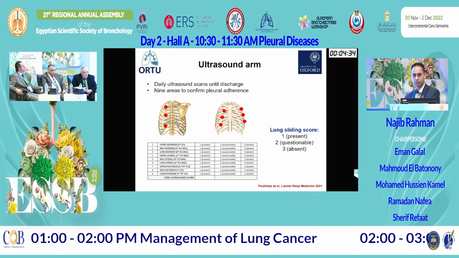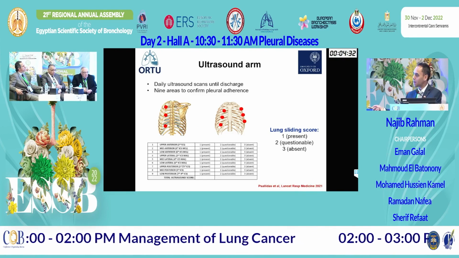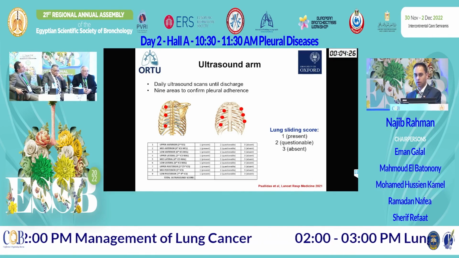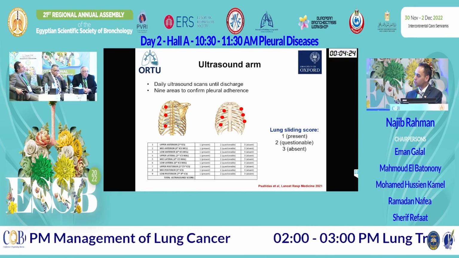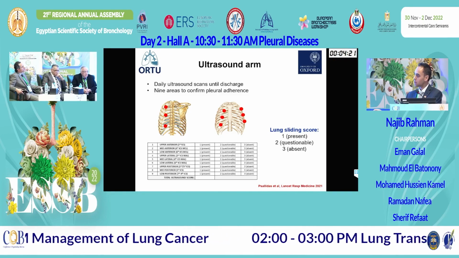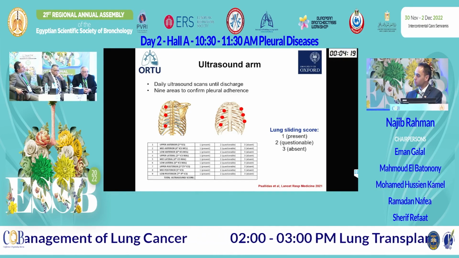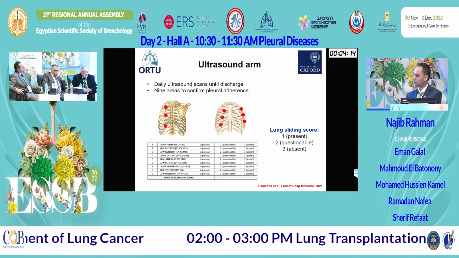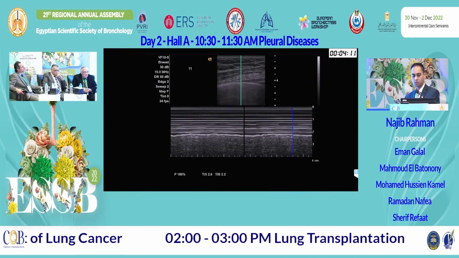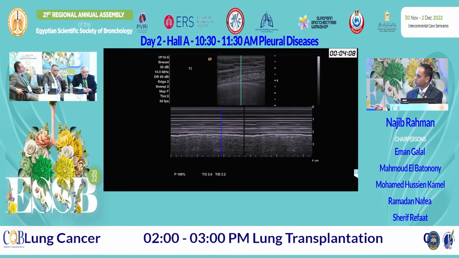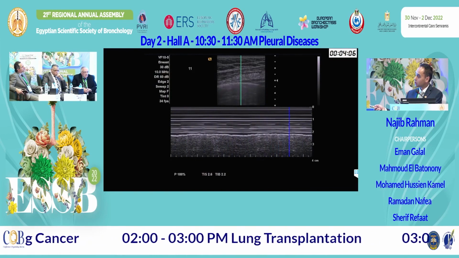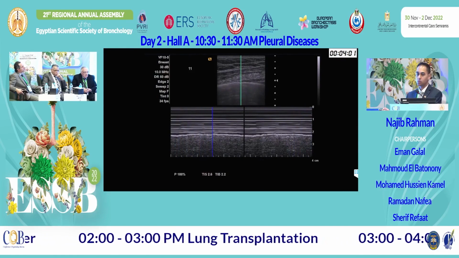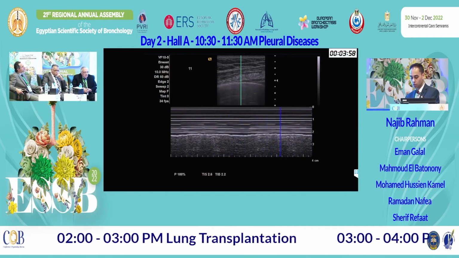Let me describe that. So every day, they had a 9-point thoracic ultrasound scan, so 3 lateral, 3 anterior, 3 posterior. And for each of these points, we scored whether lung sliding was present, equivocal, or absent. So your highest possible score was 27, that means complete pleural adherence. Your lowest possible score was 9, which means complete pleural slippage. And this is what it looks like.